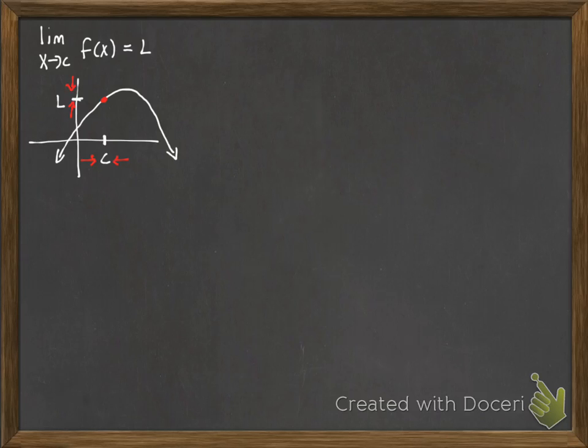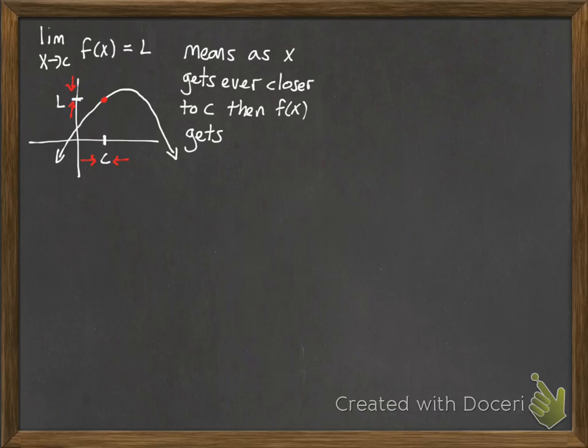so that's the visual picture, means as x gets ever closer to c, then f of x gets closer and closer to L. So when we say the limit of the function is equal to L, that means as we close in on x and get as close as possible, you're going to keep getting closer and closer to L, as close as you want.